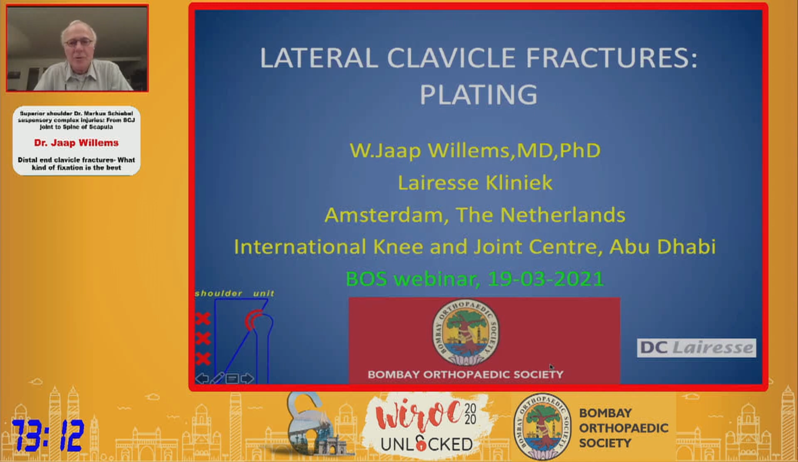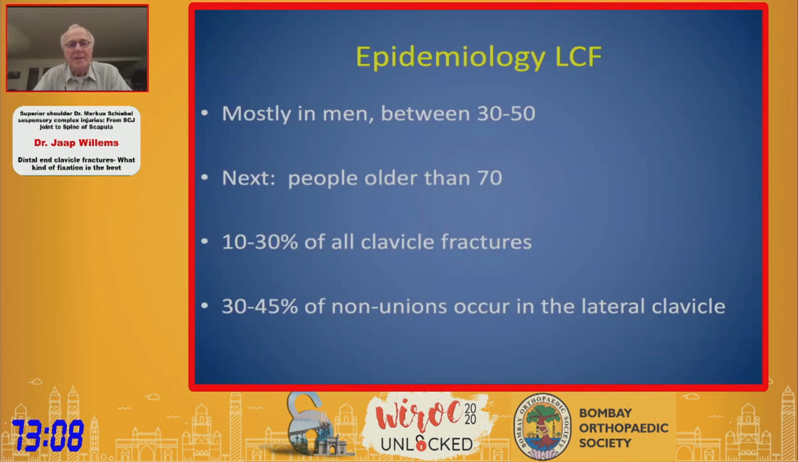Okay, I'm going to talk after this very nice talk of Marcus on a little bit different type, the lateral clavicle fractures. They occur mostly in men between 30 and 50 years, and the second cohort are people older than 70. And these are typically two different groups, and probably they need different treatment as well. They amount to about 10 to 30% of all the clavicle fractures, but the non-union rate is much higher compared to the medial and middle clavicle fractures.